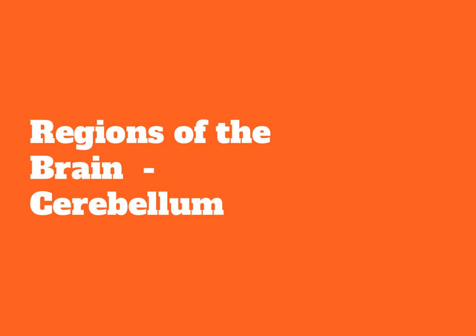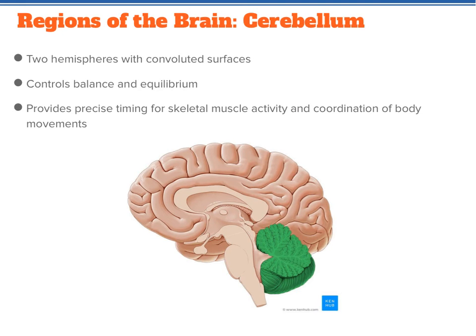All right, and the last part of the brain we'll discuss is the cerebellum. The cerebellum, which you see in this picture in green, has a very interesting texture to it, so it's a lot different than the rest of the brain. Its main function is to control balance and equilibrium. It provides precise timing for your skeletal muscles to coordinate your body movements. The way I always remembered the cerebellum is that the two L's in cerebellum look like a balance beam. That's how I always remembered it, if that helps you in future anatomy classes.